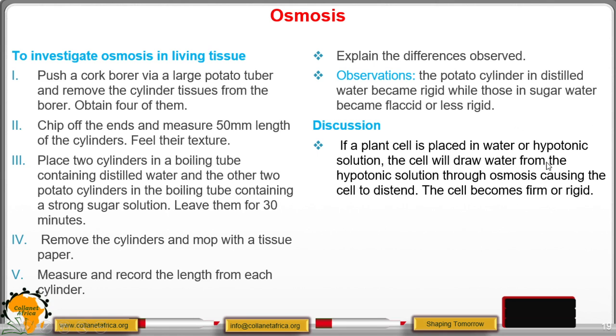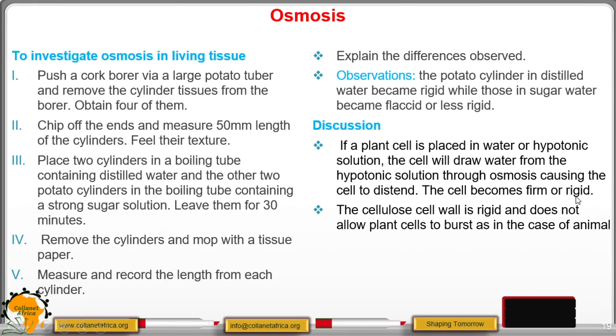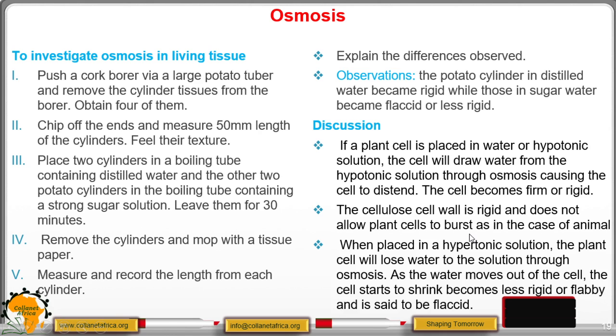So the cells will obtain water from the hypotonic solution through osmosis, causing the cell to distend, and it becomes firm and rigid. See, plant cells are composed of cellulose, which is rigid and does not allow the plant cell to burst, as in the case of an animal cell. So the plant cell will just draw in water and become rigid, but it will never burst. The reason is the presence of the cellulose cell wall, which is rigid and firm and does not allow bursting.